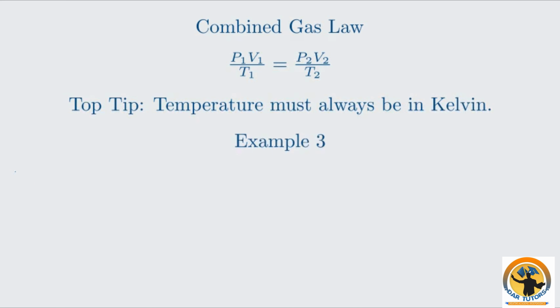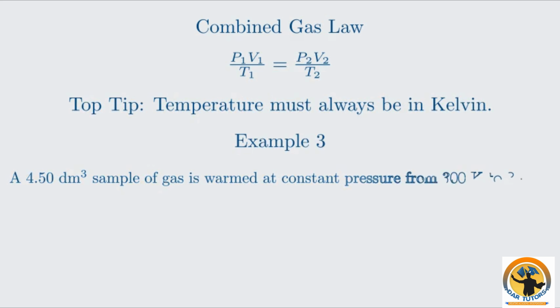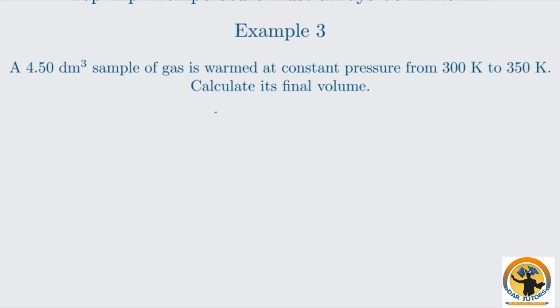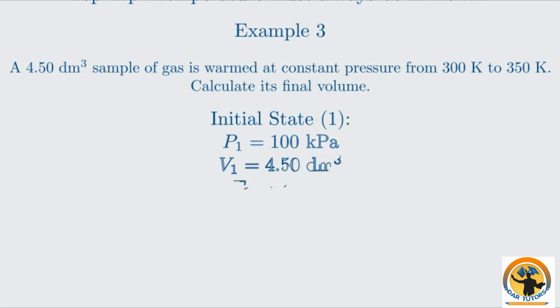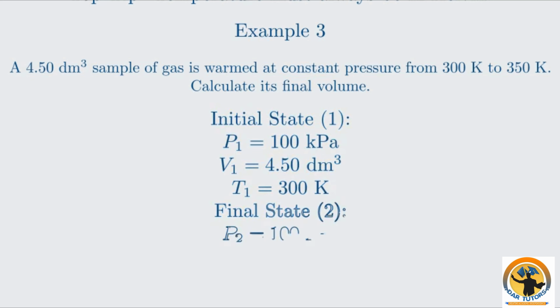Here's an example. A gas sample at 7 degrees Celsius and 100 kilopascals has a volume of 4.5 cubic decimeters. What is its volume at 350 Kelvin and 100 kilopascals? Let's identify our initial and final states. The initial state has a pressure of 100 kPa, a volume of 4.5 dm3, and a temperature of 300 K. The final state has a temperature of 350 K and a pressure of 100 kPa. We need to find the final volume, V2.